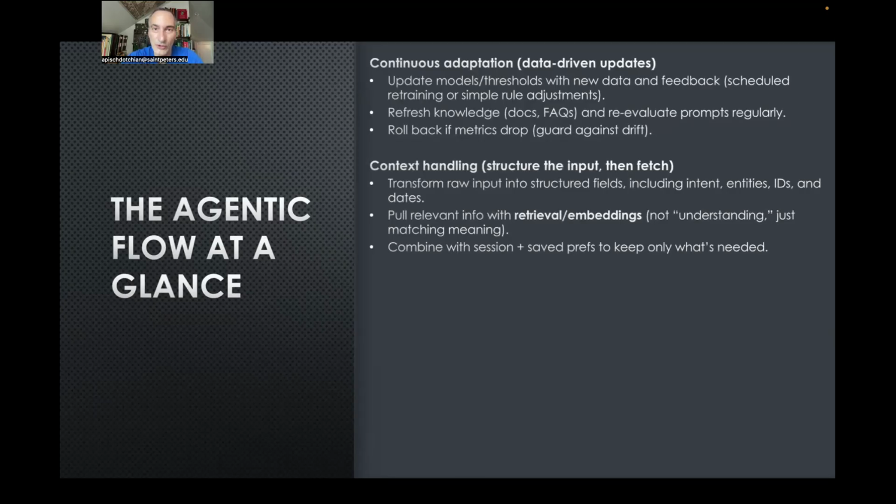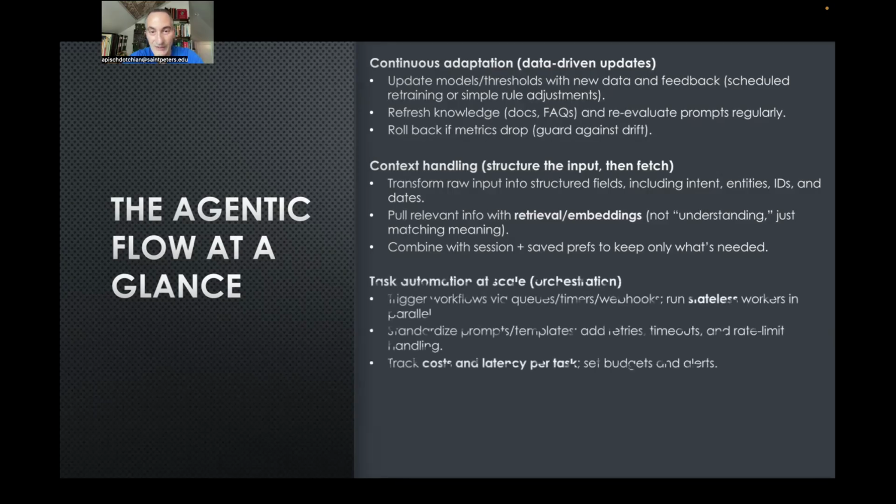Structured input, then go fetch it. Transform raw input into structured fields, including intent, entity, IDs, and dates. Intents are verbs, entities are nouns. Pull relevant info from retrieval embeddings, not understanding, just matching meanings. Combine with session plus saved preferences to keep only what's needed. Notion of context handling.